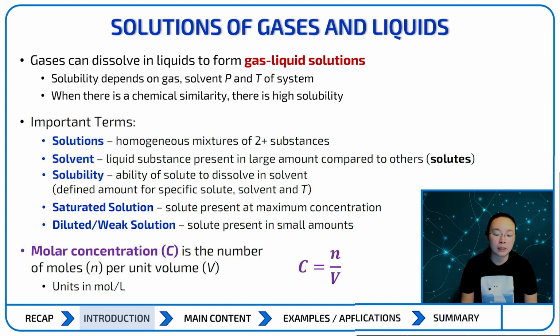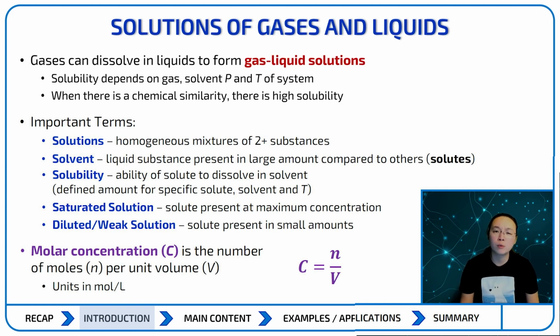So it is important to understand the relationship between gases and liquids in some depth, so that we can talk about that later on. So of course, gases can dissolve in liquids to form gas-liquid solutions. Your solubility is going to depend on the gas, the solvent's pressure, and the temperature of the system. When there's chemical similarity, there's high solubility.